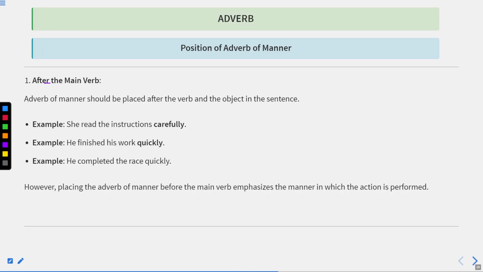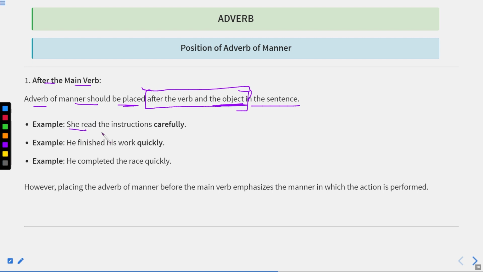Now, this is very, very important. When we have adverb of manner, it should come after the main verb and the object. Adverb of manner should be placed after the verb and the object. This one is also very, very important. You should remember that it goes after the main verb and the object. This should be kept in mind always in the sentence.